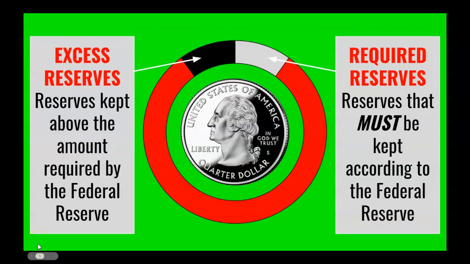Now, those reserves can also be broken down into one of two categories. One, required reserves. That is, what percentage of all deposits must be kept at the bank. That amount is set by the Federal Reserve. Currently, it's at about 0%. So banks don't have to keep required reserves if they don't want. Which means any reserves that they do keep, any money that they have on deposit that they don't loan out, falls into this category known as excess reserves. That is, reserves kept above the minimum required by the Federal Reserve.